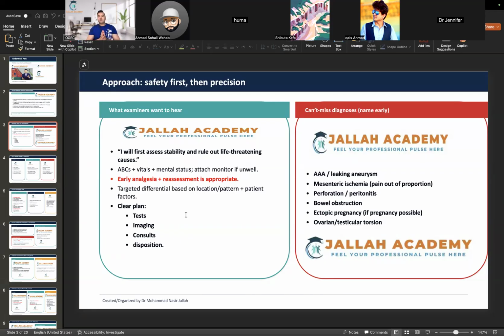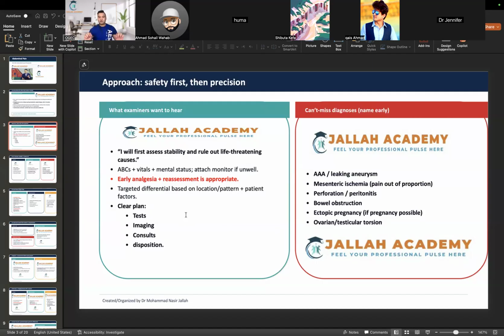For example, you cannot take a history from somebody who has an abdominal aortic aneurysm rupture, right? You don't even have time for imaging. Forget about history taking. So when you say that you will first assess the stability of your patient and rule out the life-threatening cause, it means you know what to do step by step when approaching an abdominal pain patient. So ABC, vitals, mental status, attach monitor if unwell. Early analgesia plus reassessment is appropriate.